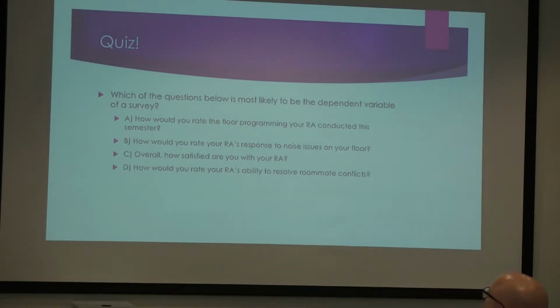Do a couple of quiz questions. Which of the questions below is most likely to be the dependent variable of a survey? A, how would you rate the floor programming your RA conducted this semester? B, how would you rate your RA's response to noise issues on your floor? C, overall, how satisfied are you with your RA? And D, how would you rate your RA's ability to resolve roommate conflicts? So which is most likely to be the dependent variable? A, B, C, or D? Who says A? Who says B? Who says C? Who says D? Okay, everyone says C. Good.